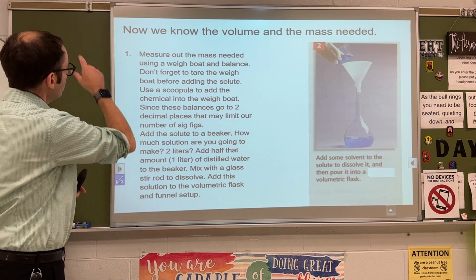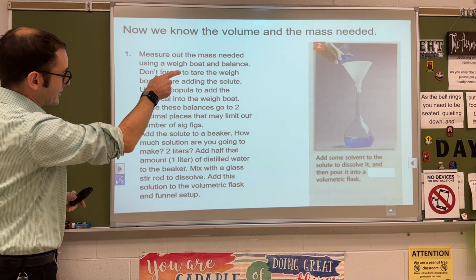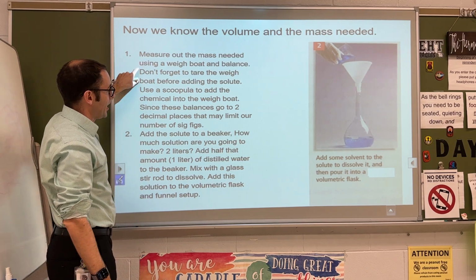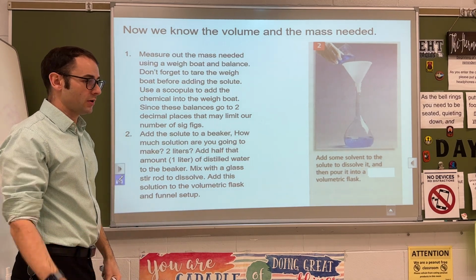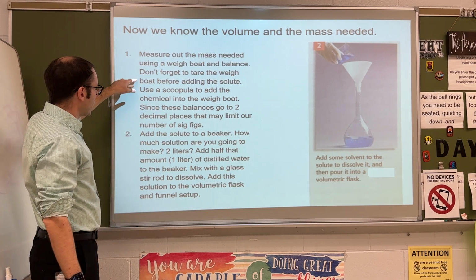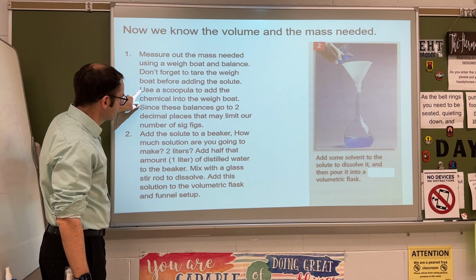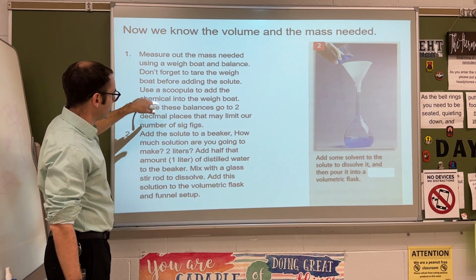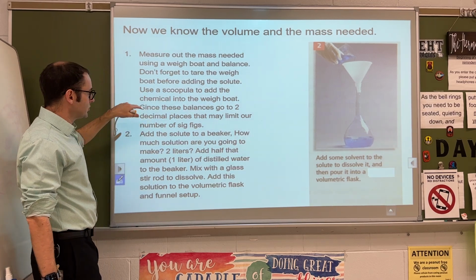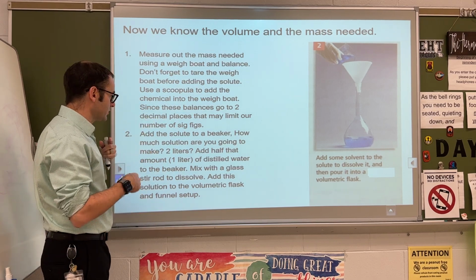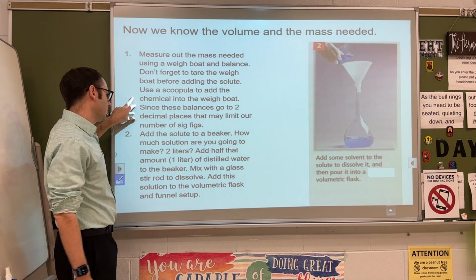All right, so now that we know the volume and the mass needed, we're going to measure out the mass needed using a weigh boat and a balance, just like you've done before, all right? Don't forget to tare the weigh boat before adding the solute. Okay, yeah, you want to make it 0. You're going to use a spatula to add the chemical into the weigh boat. Since these balances go to 2 decimal places, that may limit our number of sig figs, which we'll check out when we get there tomorrow.